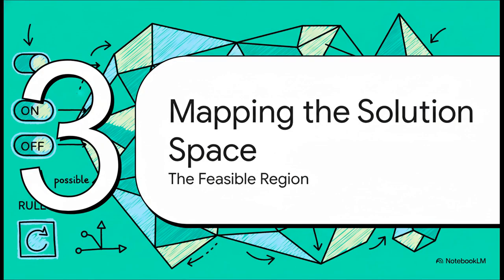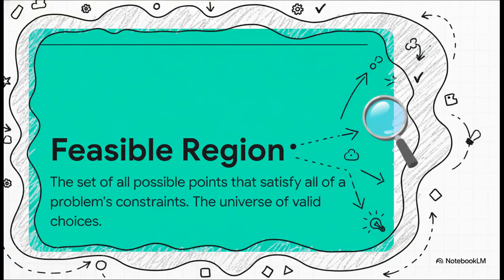So we have our on-off switches, and we have the rules that connect them. What happens when we put them all together? We get something pretty amazing. A literal geometric map of every single possible good decision. This map is called the feasible region. You can think of it as the entire universe of possible answers that don't break any of our rules. Any combination of choices that is valid lives somewhere inside this space.